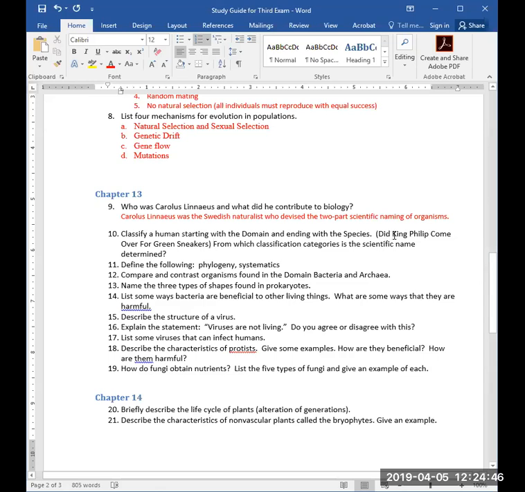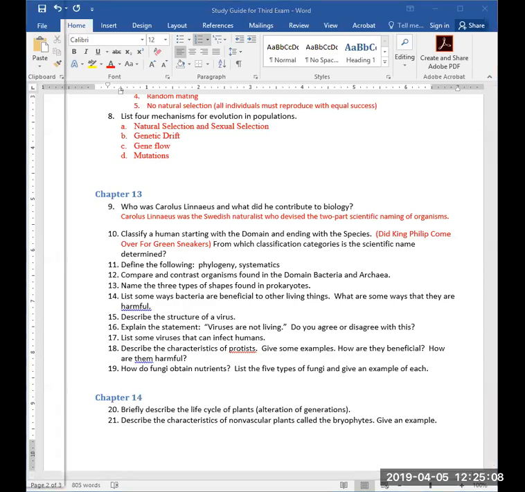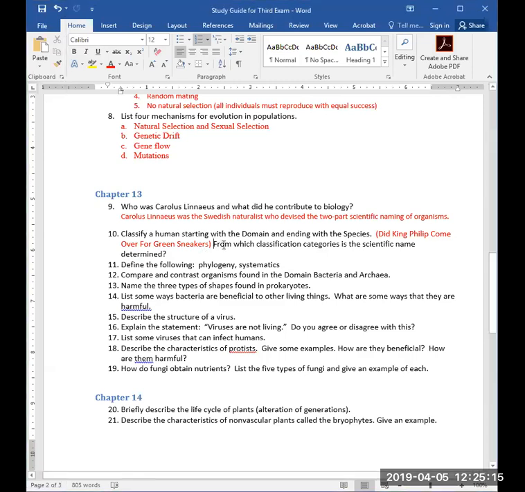All right, domain, kingdom, phylum, class, order, family, genus, species. So you make some kind of sentence that has the beginning of each letter, to remember the order in which organisms can be classified. So classification is, we start with the largest group.